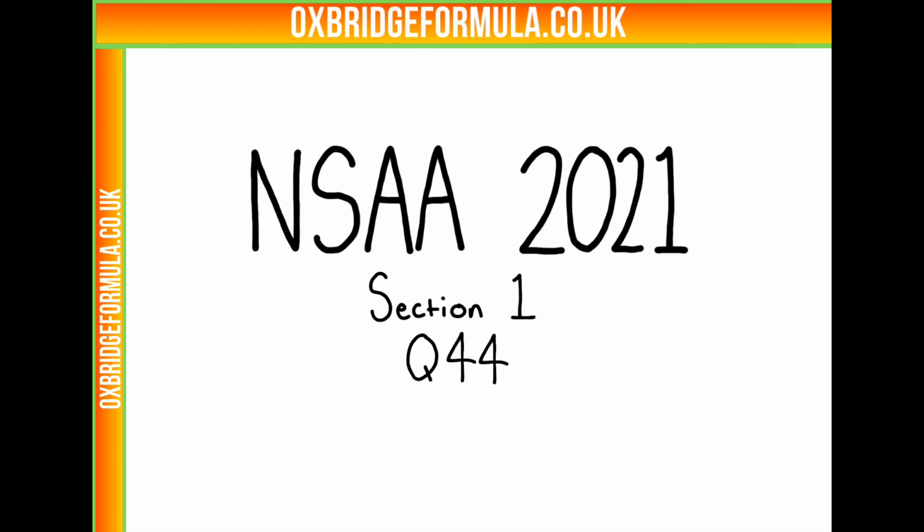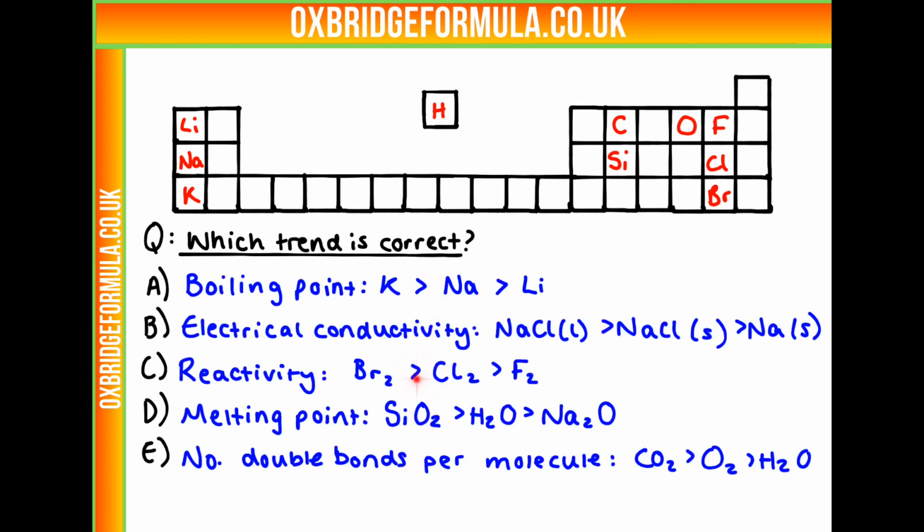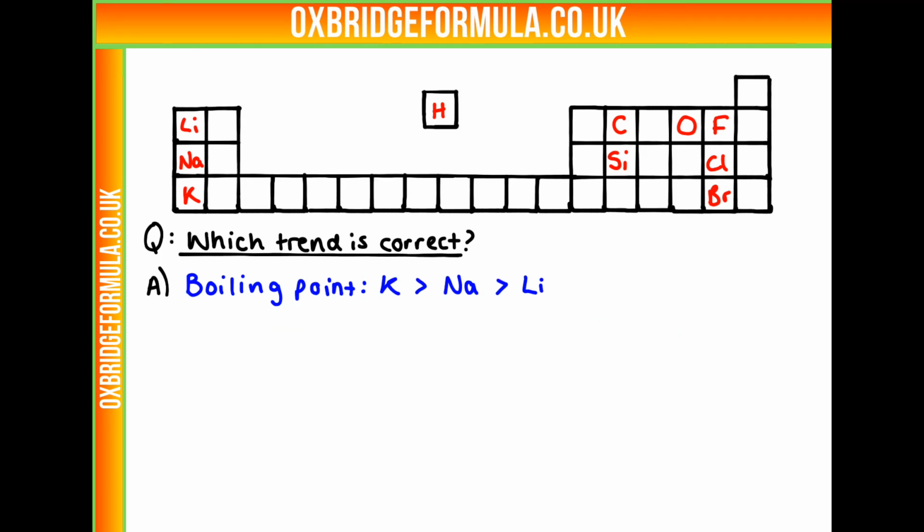This is NSAA 2021, Section 1, Question 44. So this question gives us a section of the periodic table with some of the elements listed, and we've got a list of trends and we have to work out which of the trends stated is correct. Our first trend is that of group 1 boiling points. So does potassium have the highest, followed by sodium, followed by lithium?